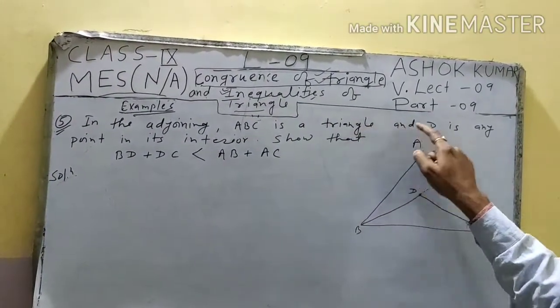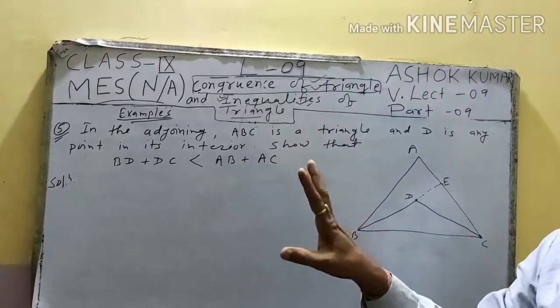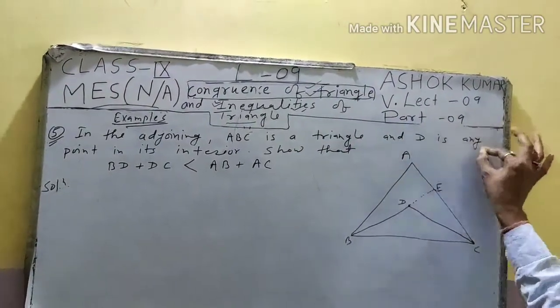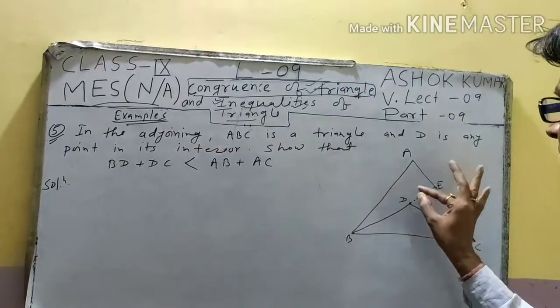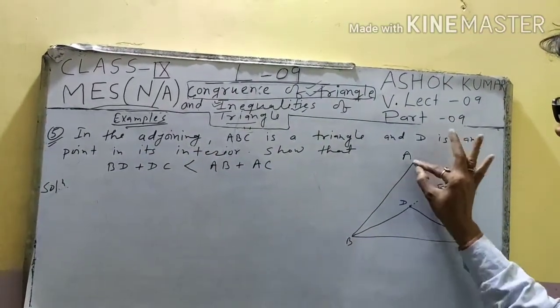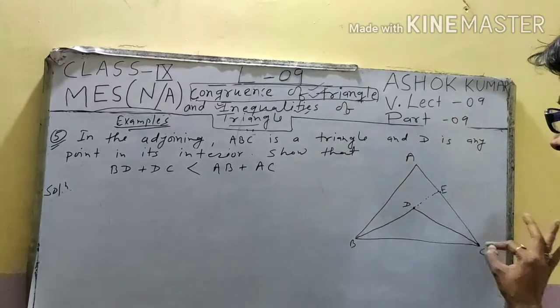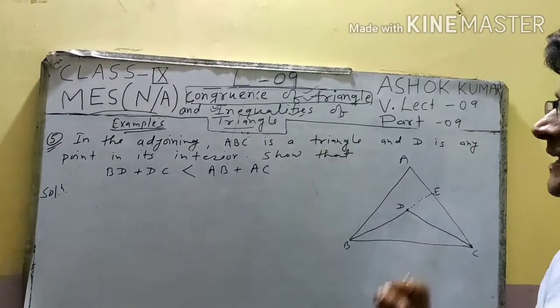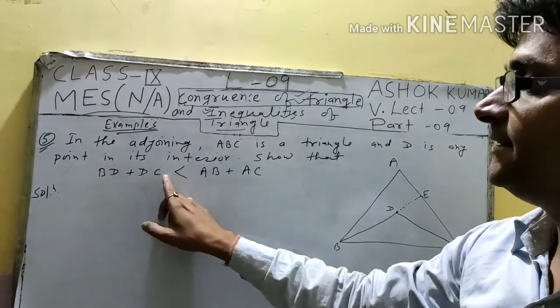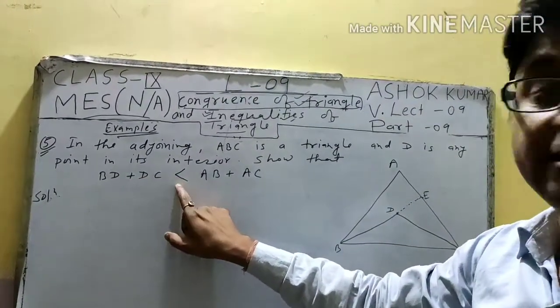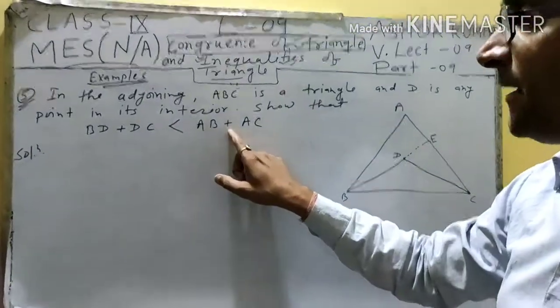is a triangle and D is any point. D is not the midpoint. D is any point in its interior. That means D is anywhere within the triangle ABC, so that BD plus DC is less than, this sign is called less than, AB plus AC.